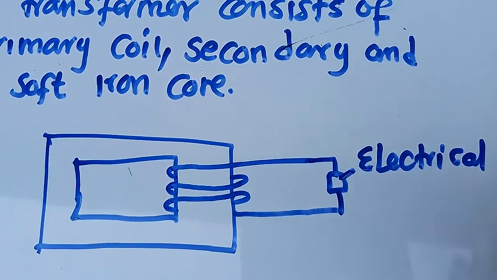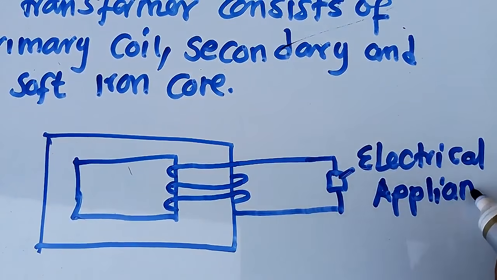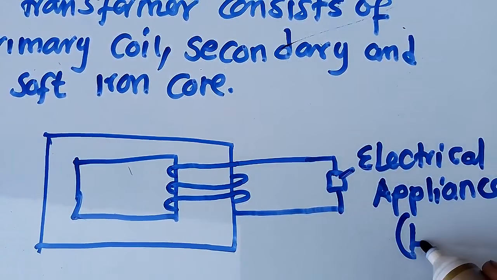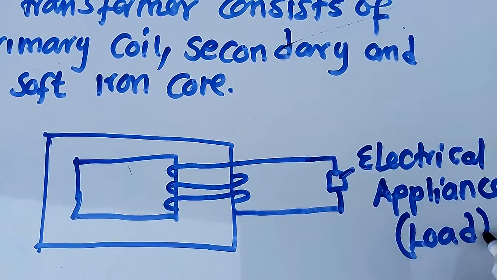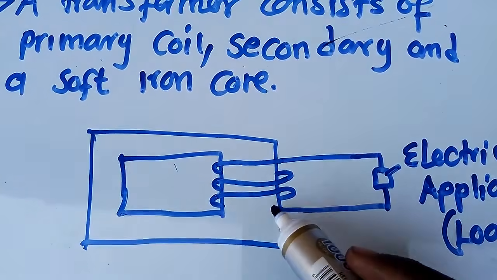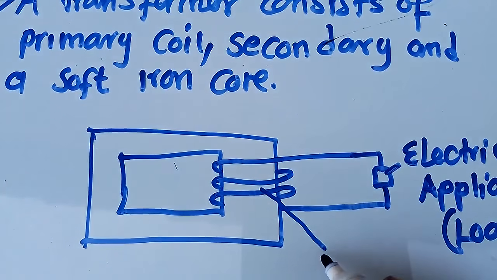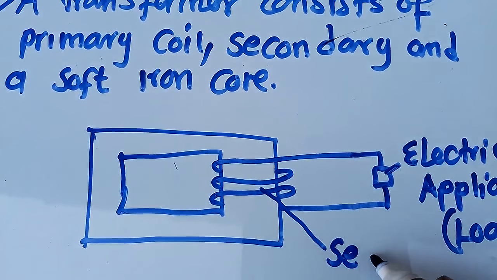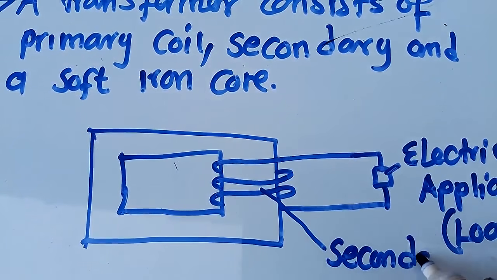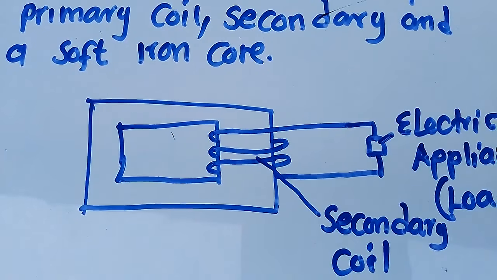This is called an electrical appliance, or we can call that a load. Here, this part is called the secondary coil. You also need to understand that it is called the secondary. So I'm labeling this the secondary coil.